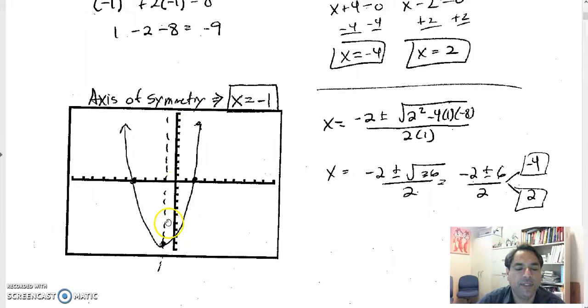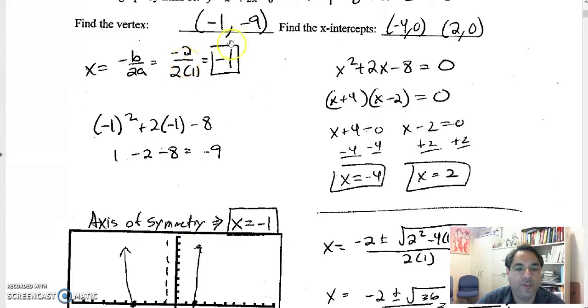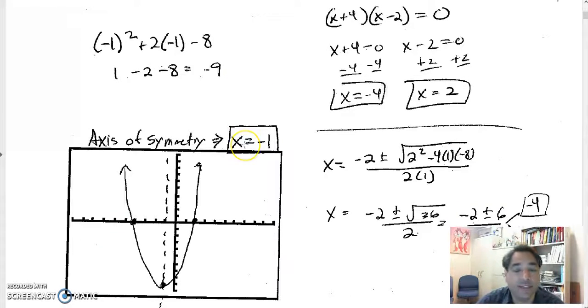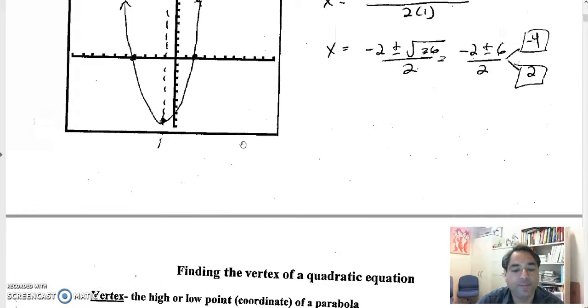The axis of symmetry is where the graph is the same. That's x equals negative 1. We get that from the vertex x. Okay, so again, this is all a review. You should know this. This is just getting your skills back up.